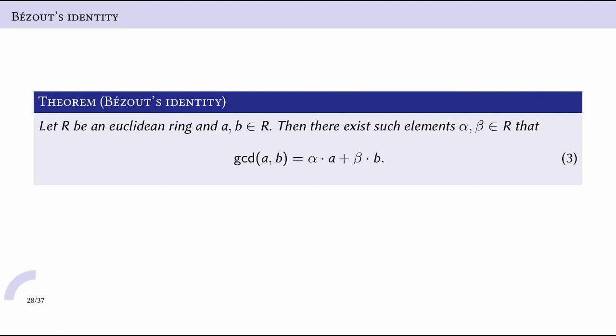Moreover, for nice rings like Z and the ring of polynomials, we can additionally assume that the norms of alpha and beta will be smaller than the norms of B and A. However, in general, I don't know whether it's true or not. So this is the last theorem in this lecture. Let me prove it as well.